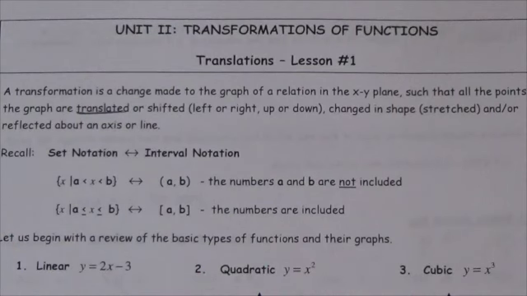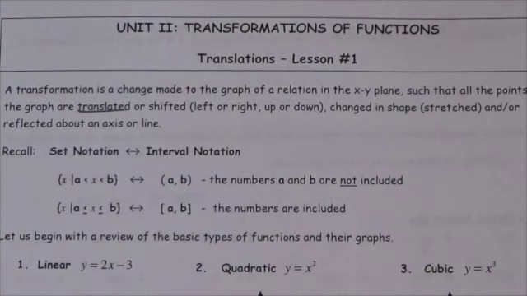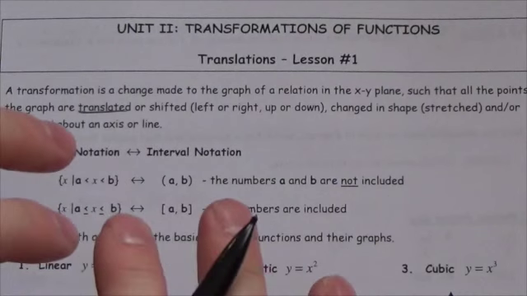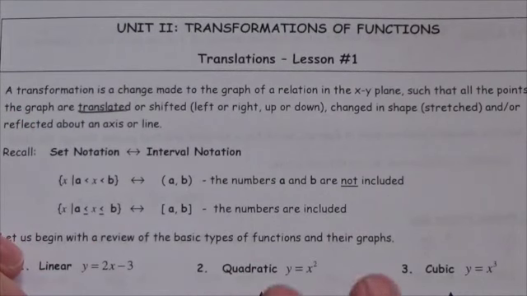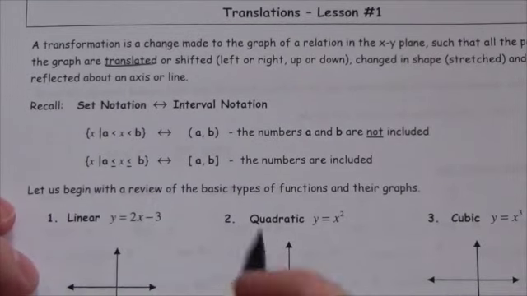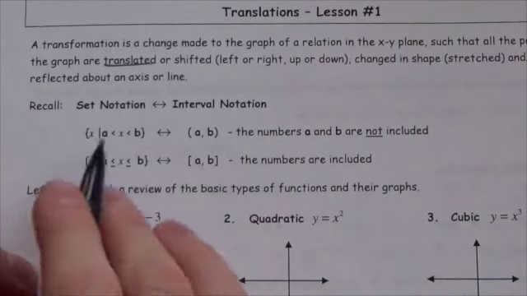We can reflect it, which means we change its orientation on the graph. But again, if we're talking about a radical function, a square root function, or a rational function, it continues to be rational or radical, and it's just its orientation on the Cartesian plane that changes.